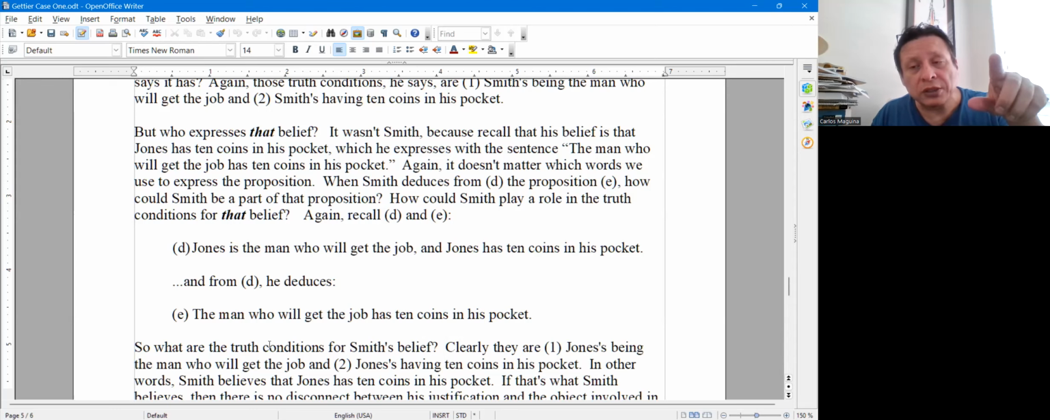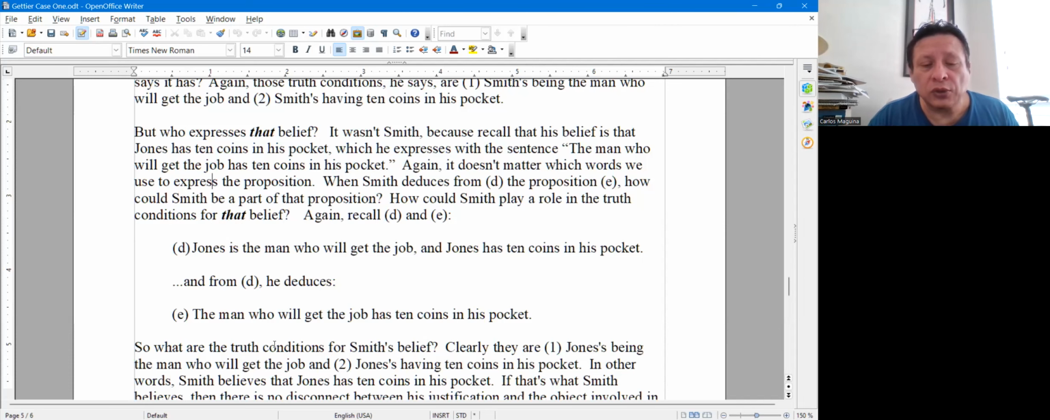If he can just point to Jones and say, this guy has 10 coins in his pocket, it would be the same proposition as the man who will get the job has 10 coins in his pocket. Jones has 10 coins in his pocket. That guy, pointing to Jones, has 10 coins in his pocket, right? They're all the same proposition. But Jones is the one that makes those propositions true. He's the one that's part of the truth conditions, not Smith.